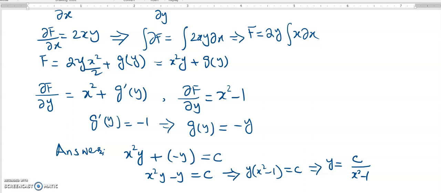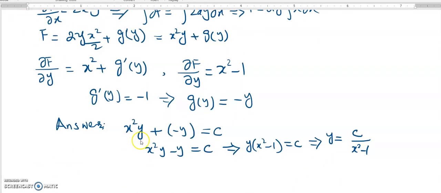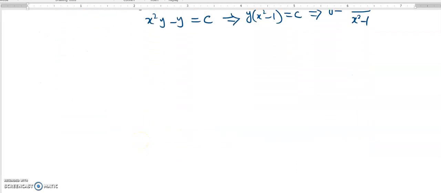So in this second clip, let's do another example. In the first example, we followed certain steps. Exactly the same steps we have to follow in the other examples as well. So let's see another example.